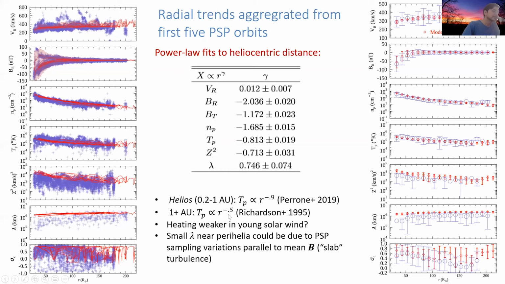And if you compare with what you get from Voyager, then Voyager is minus 0.5. So these Helios and PSP results are kind of suggesting that the heating, or the non-adiabatic heating, that's happening in the young solar wind is weaker than what you get above 1 AU. And I already sort of discussed the trend in the correlation scale and why that might be because of some sampling bias in PSP measurements.